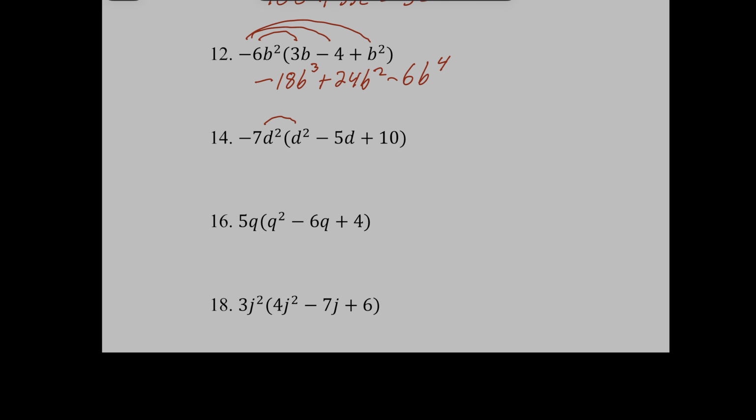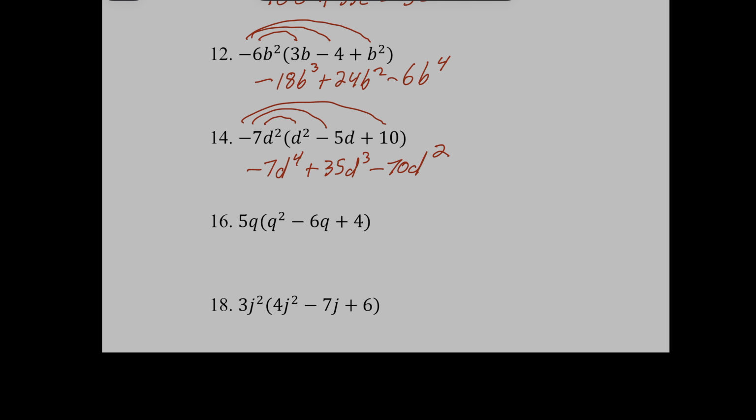Okay, here we go. Boom. Negative 7d. Add them up to the fourth. Negative times a negative is a positive 35. How many d's? 3d. And the last one, negative times a positive is a negative 70d squared.